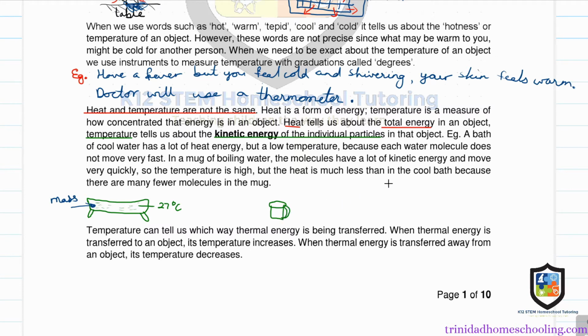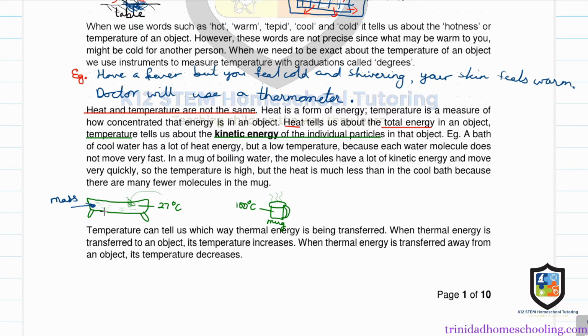Okay. So a mug with boiling water. The temperature in this mug of boiling water would be 100 degrees Celsius, because water boils at 100 degrees Celsius, and you would have your steam coming out of there. Now what we are seeing is that the heat is much less in the mug than the cool bath. There are fewer molecules in the mug. If I were to take this small mug of boiling water and throw it into this bathtub, the water temperature would not change very much.